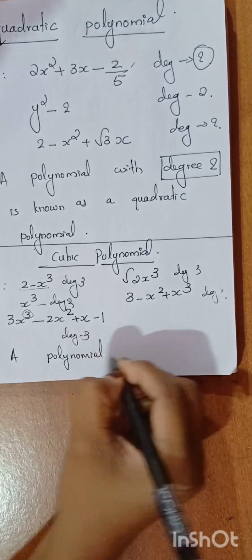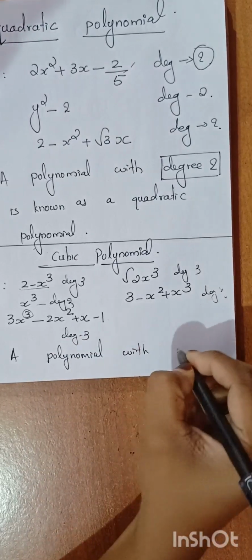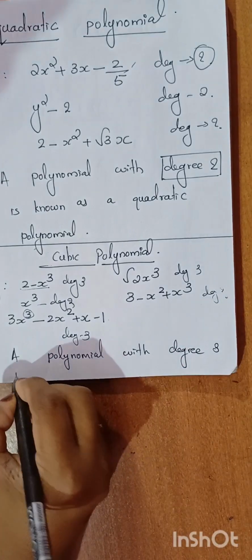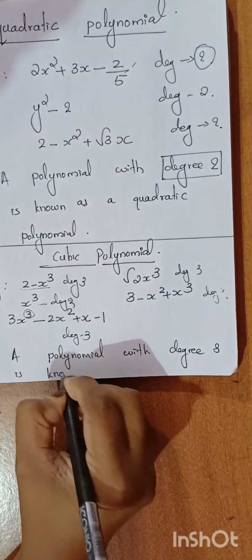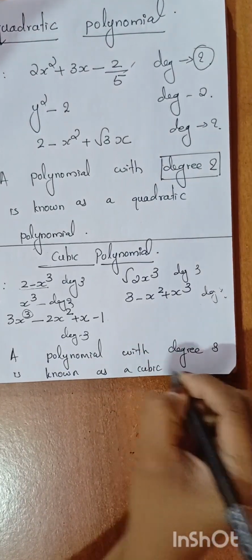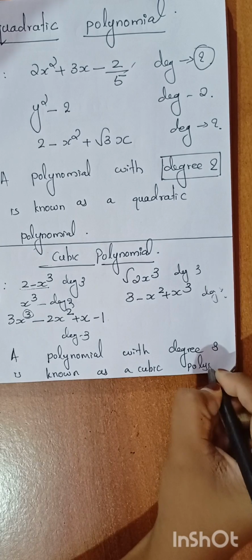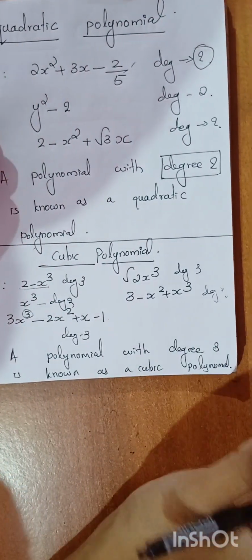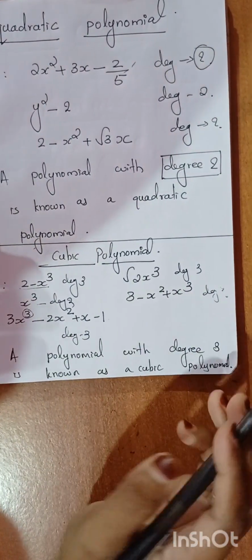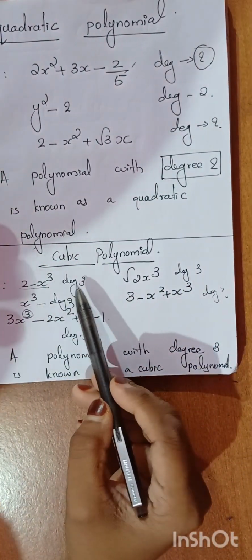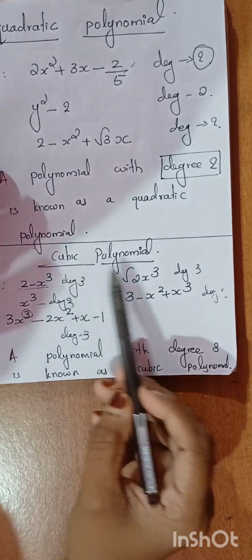A polynomial with degree 3 is known as a cubic polynomial. Hope you understood this one. That is the degree. If in a given polynomial the highest power is 3, that is the degree is 3, it is known as a cubic polynomial.